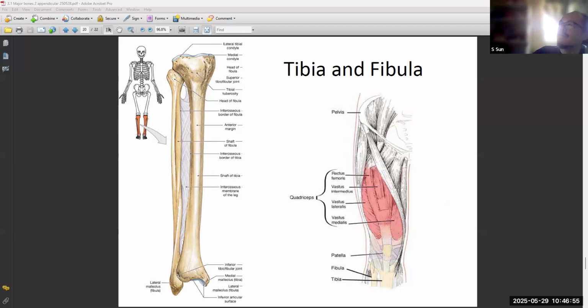So on the tibia, you have a very big tuberosity, the tibial tuberosity. Basically, the tendon will come here and attach to it. And then this one is the condyle, the lateral condyle and medial condyle. And then here is the fibula. This is the head of the fibula. And between them is the interosseous membrane of the leg. So basically that is the primary thing. This is the shaft of the tibia, and the shaft of the fibula.